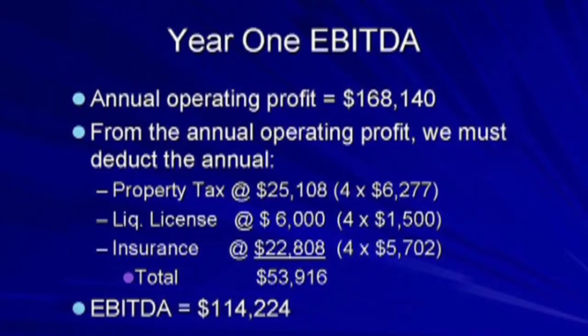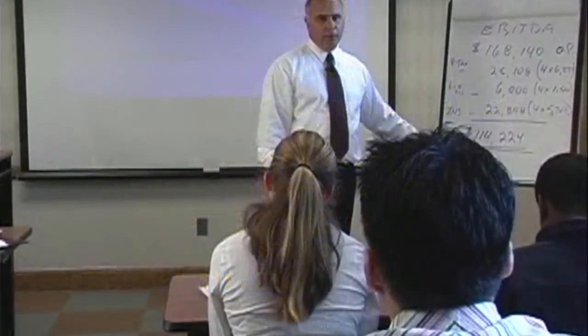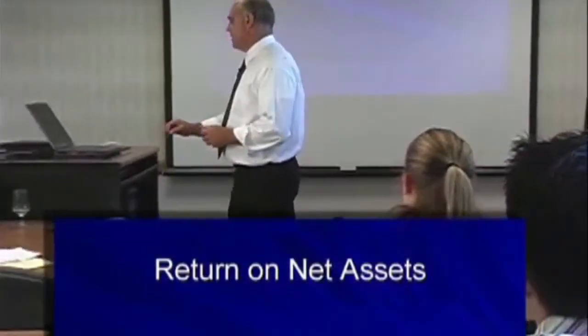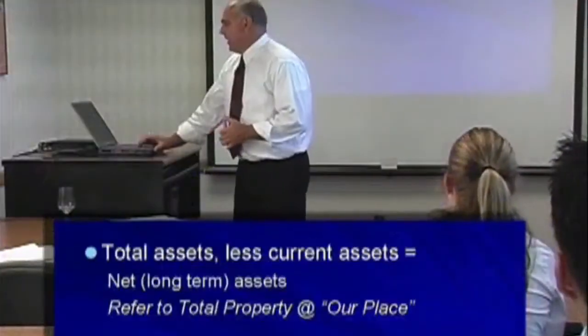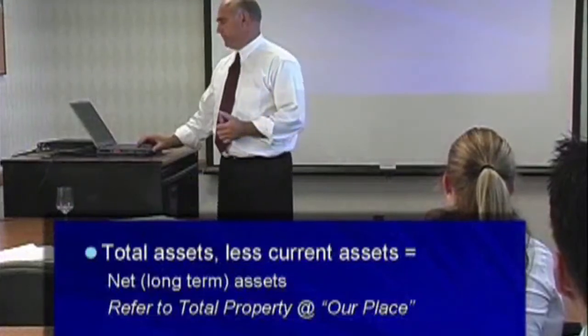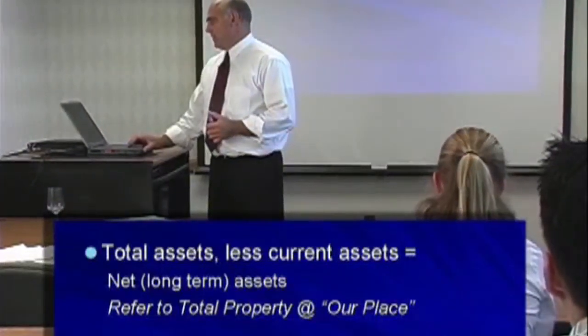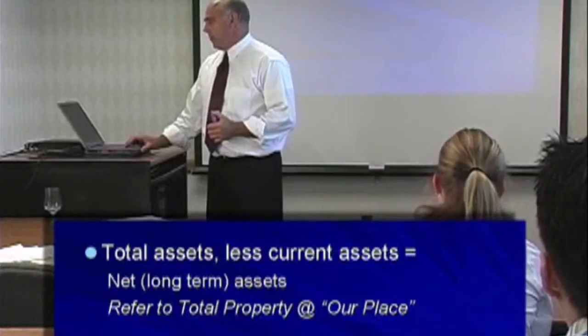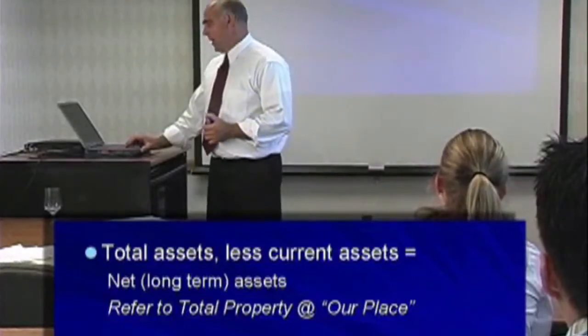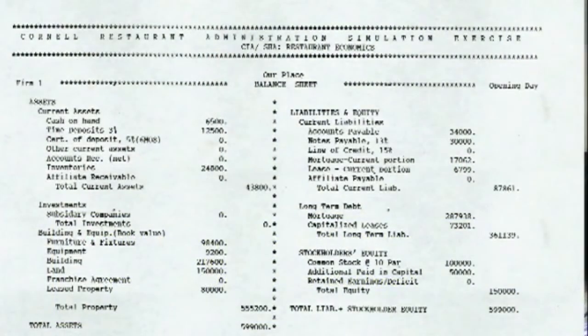Now that we have determined the annual EBITDA for our place, we are in a position to calculate the return on net assets. Now, the net assets are the total assets less the current assets. Net, or long-term assets: total assets less the current assets equals net, also called long-term assets.